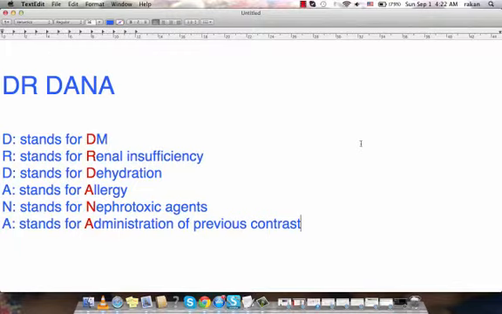Letter D stands for dehydration. You should never let your patient go for IV contrast while he's dehydrated. It will definitely risk his kidneys. So you have to be aware that your patient is very well hydrated, and you can of course detect many signs of dehydration, like lowering of the blood pressure, a dehydrated tongue, sunken eyes, and decreased elasticity of the skin.